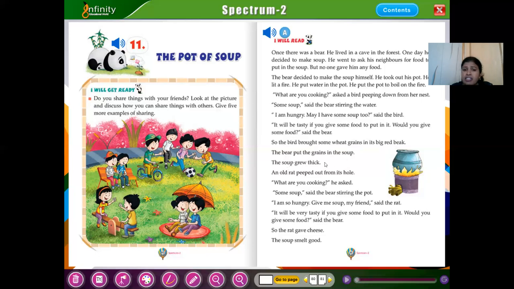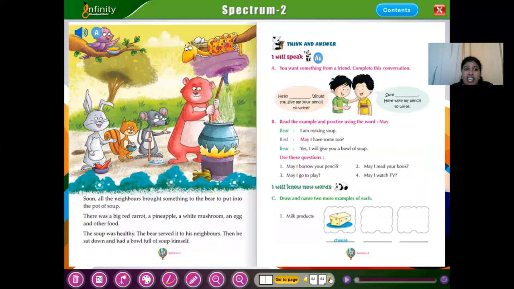The soup grew thick. An old rat peeped out from its hole. "What are you cooking?" it asked. "Some soup," said the bear, stirring the pot. "I'm so hungry. Give me some soup, my friend," said the rat. "It will be very tasty if you give some food to put in it. Would you give some food?" said the bear. So the rat gave cheese. The soup smelled good. Now do you understand what was added to the soup, children? Yes, now it added wheat grind and also some cheese.